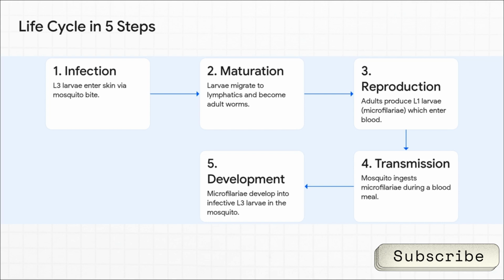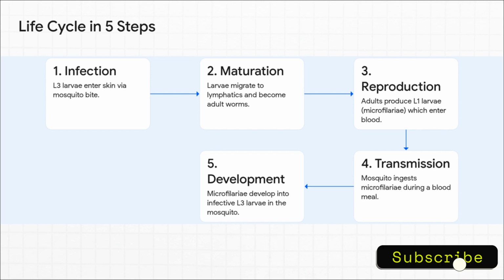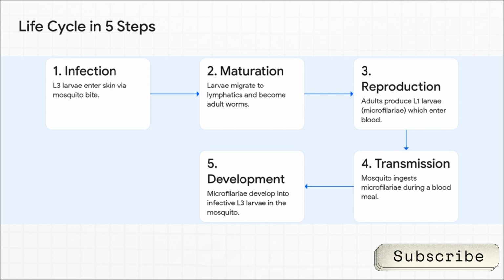The adults then produce tiny L1 larvae, called microfilariae, that start circulating in the blood. Then another mosquito comes along, bites the person, and picks these up. Inside the mosquito, they develop back into that infective L3 stage, and boom, the cycle continues. So basically, humans are the definitive host, and the poor mosquito is just the intermediate host.